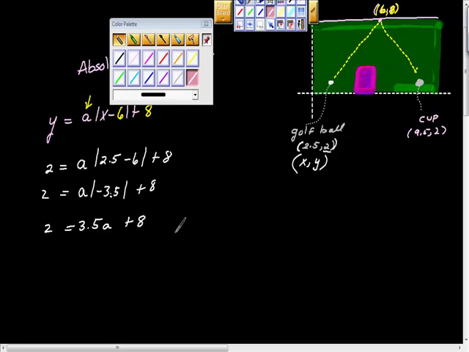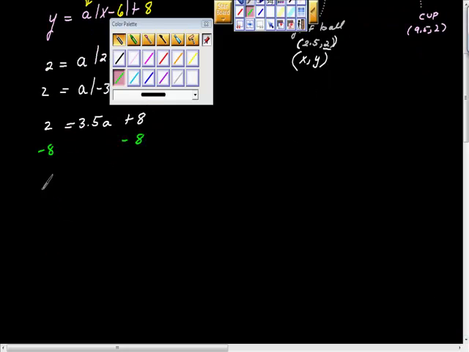Everybody good with that? Look at this. What do we know about the a value here? Look at this thing, the V is upside down. So what type of number is a going to be? Negative, right? It's definitely going to be negative. So watch how it's going to convert itself into a negative. We're going to start to solve. Get rid of this 8 by adding negative 8. So negative 8 here, negative 8 here, so we have negative 6 equals 3.5a.